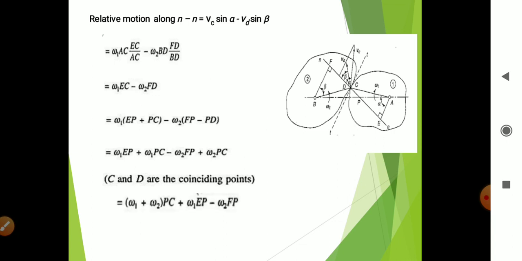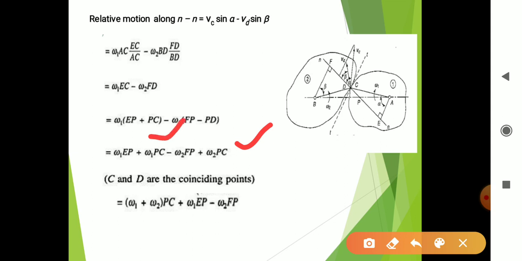See here, we collect the common terms. PC is there here and PC is there here. EP and FP will be different. So what is the common term? Omega 1 plus omega 2 bracket into PC. So PC is common here. Plus this omega 1 into EP minus omega 2 into FP.